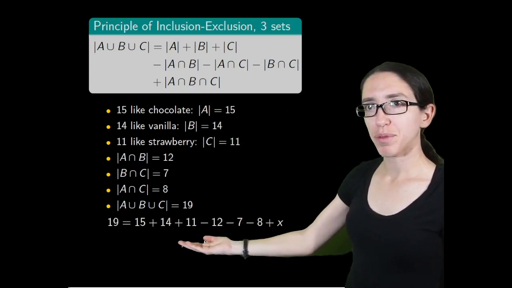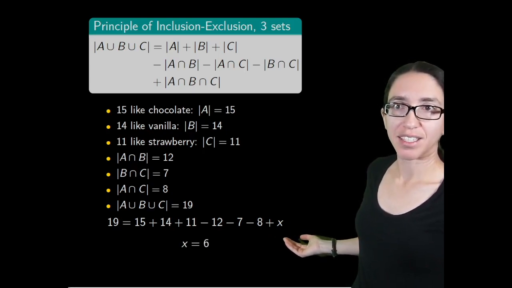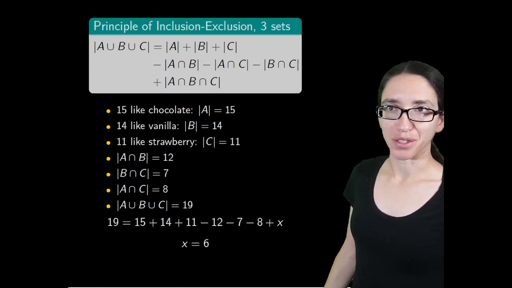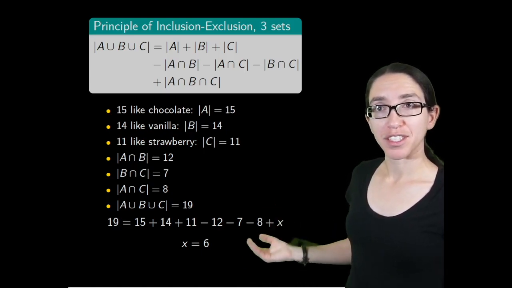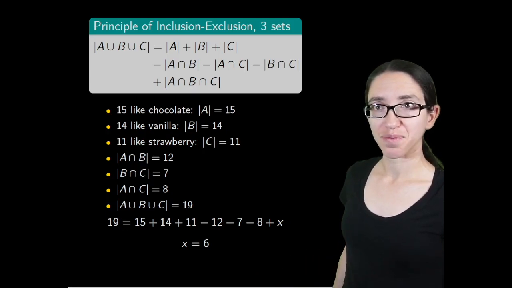Let's see what this looks like. 19 is 15 plus 14 plus 11 minus 12 minus 7 minus 8 plus x. Let's let x be what we're looking for. And you solve for x, and you find x equals 6. So we found that there are 6 people who like all 3 given this poll data.